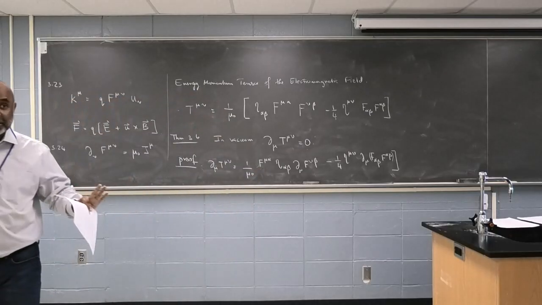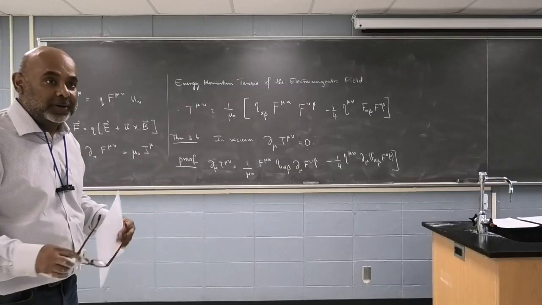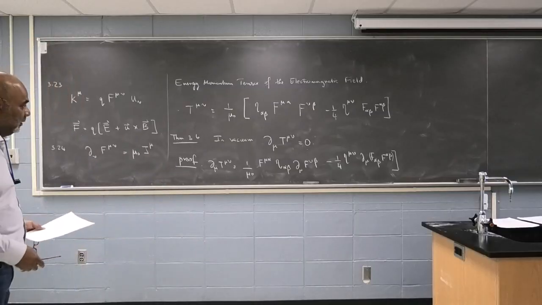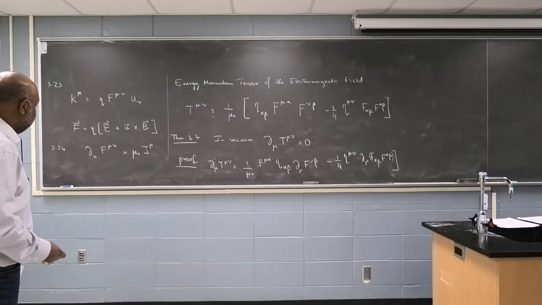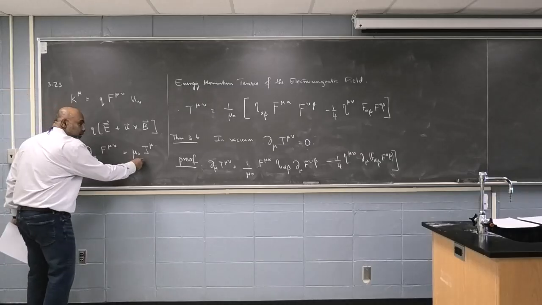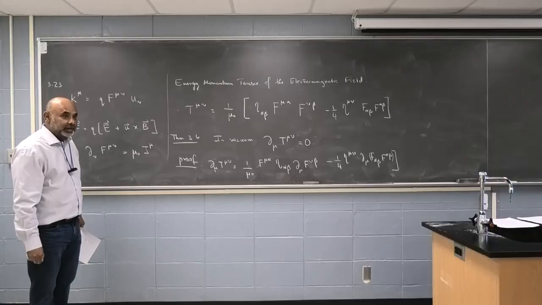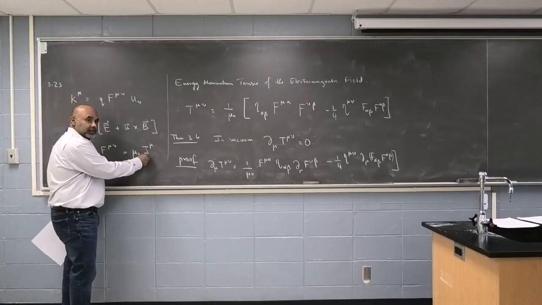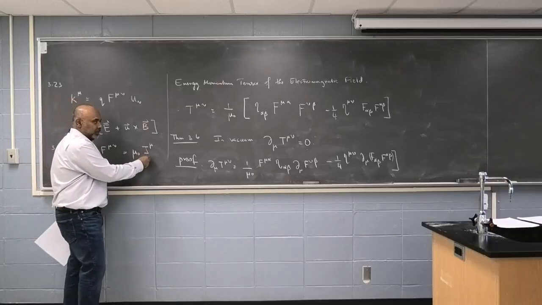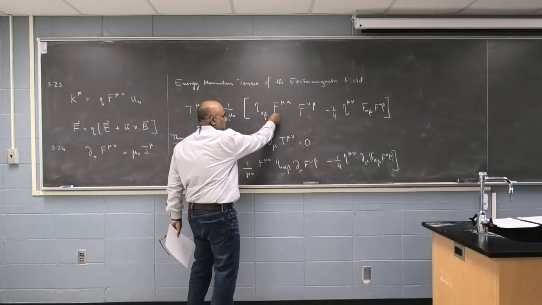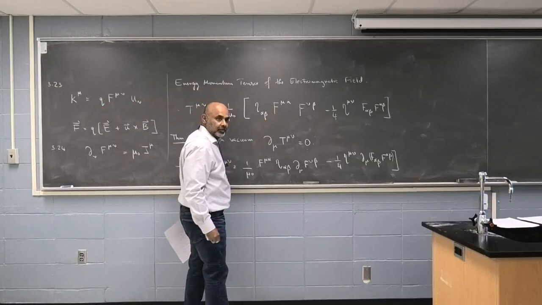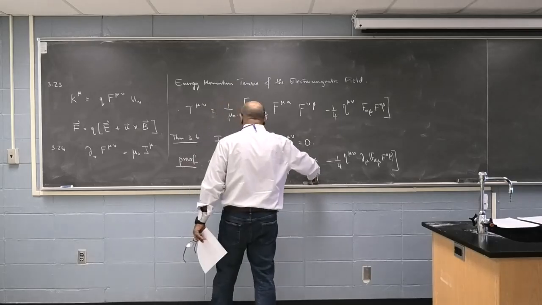Oh, I didn't mean for it, but the answer is on the board. Oh, is it? Yeah, but it's vacuum. In vacuum, J is 0. So if I took the derivative of this guy, it would give me 0. Okay?